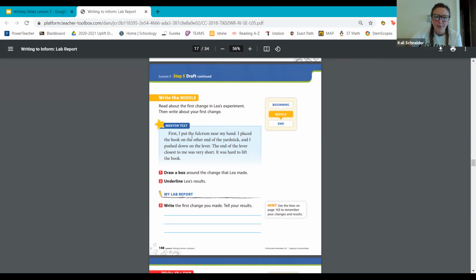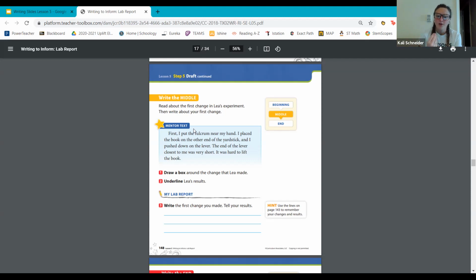Let's go ahead and read it. First, I put the fulcrum near my hand. I place the book on the other end of the yardstick and I push down on the lever. The end of the lever closest to me was very short. It was hard to lift the book.